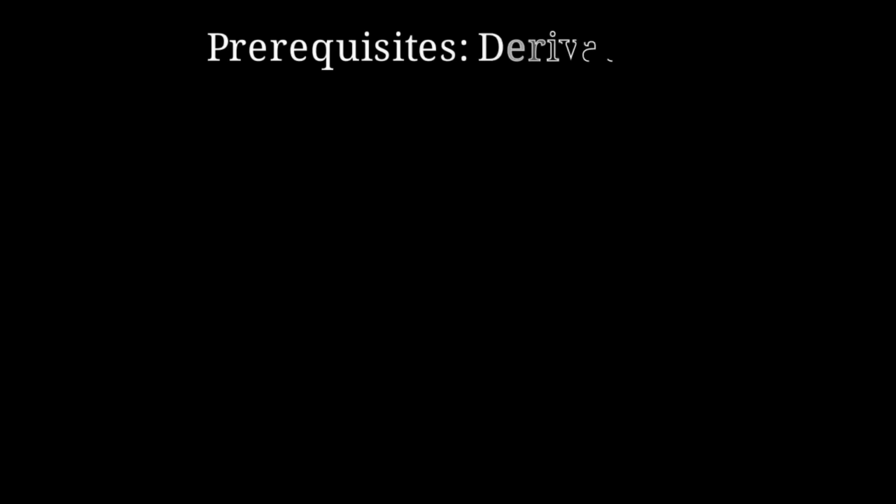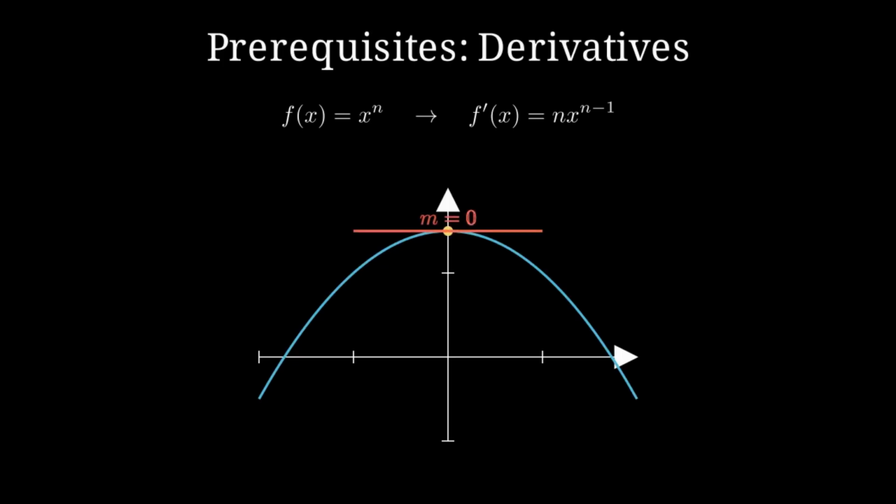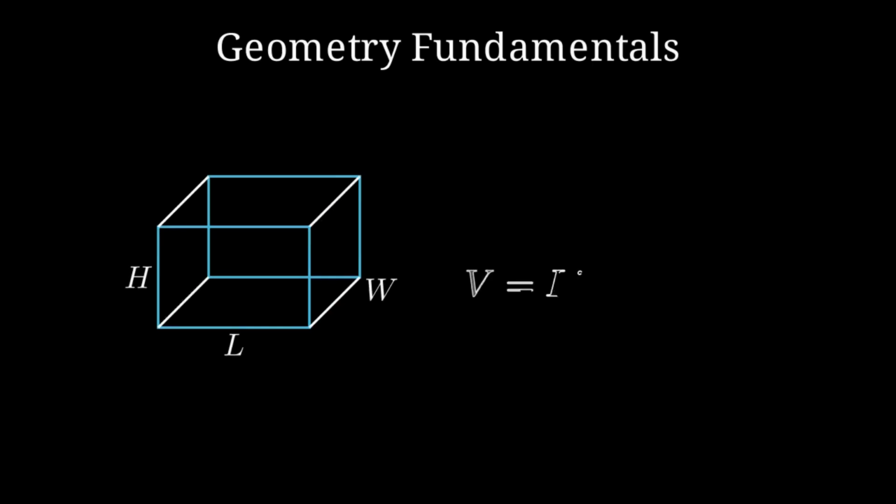Before we dive in, remember that the derivative of a function represents its rate of change. When a smooth curve reaches its maximum or minimum, the slope of the tangent line is 0. This means we can find optimal points by setting the first derivative of our volume equation to 0 and solving for our variable. To optimize volume, we must first understand the geometric constraints.